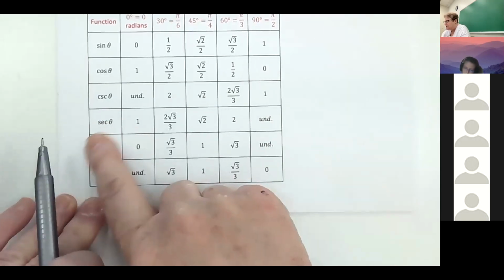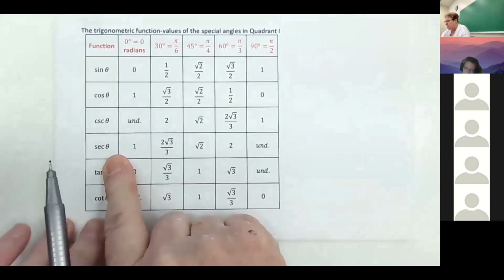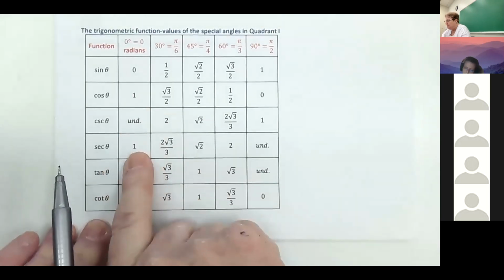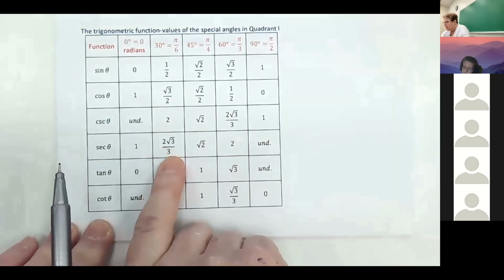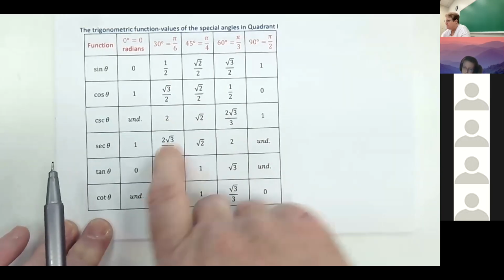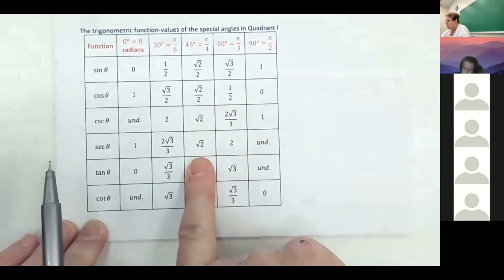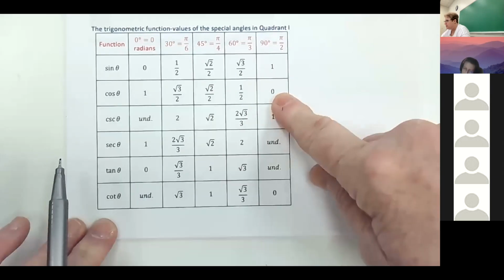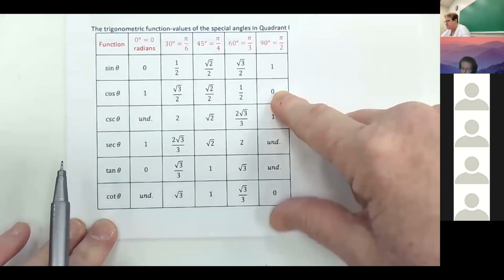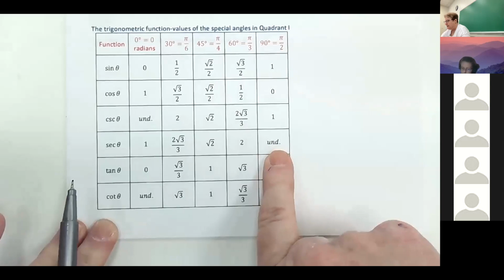Likewise, secant is the reciprocal of cosine. The reciprocal of 1 is 1. The reciprocal of square root of 3 over 2 is 2 square root of 3 over 3. The reciprocal of square root of 2 over 2 is square root of 2. The reciprocal of 1/2 is 2. And now cosine is 0 at pi over 2. So that is where secant is undefined.